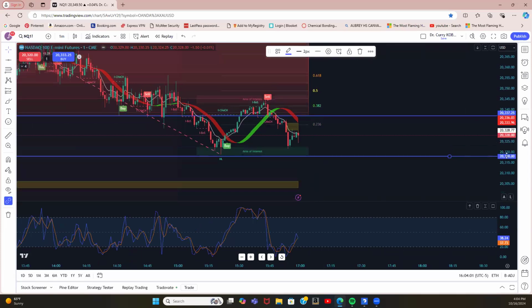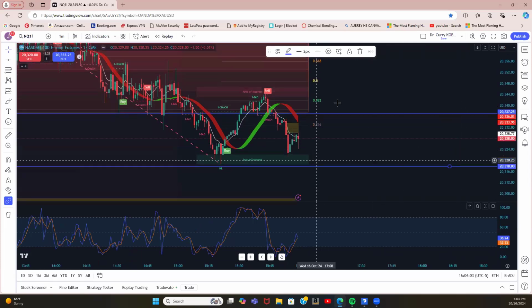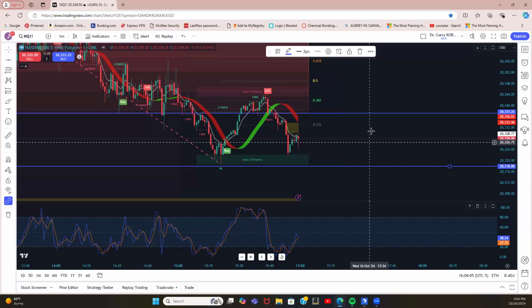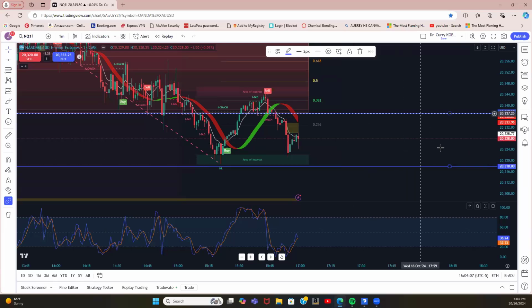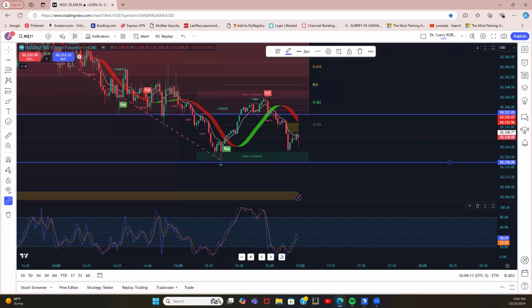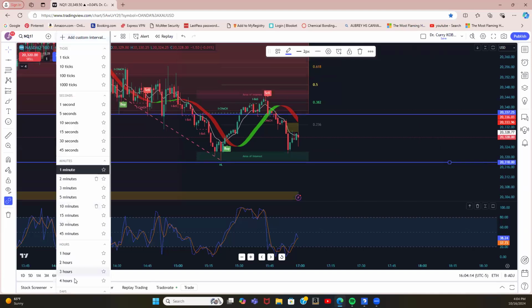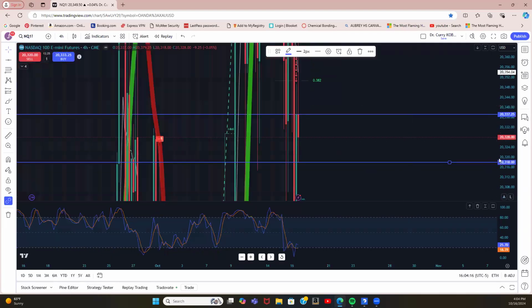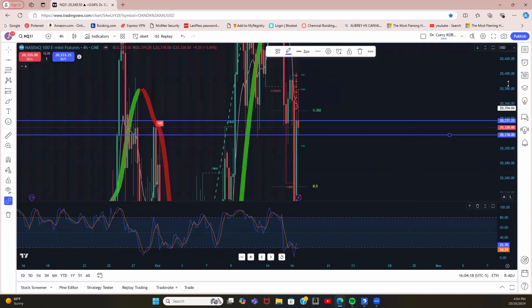When this market opens back up, we're going to play this zone from zone to zone, scalping until it breaks. And we know after it breaks where we can go, what we're looking to.